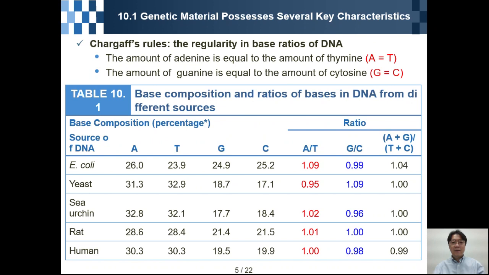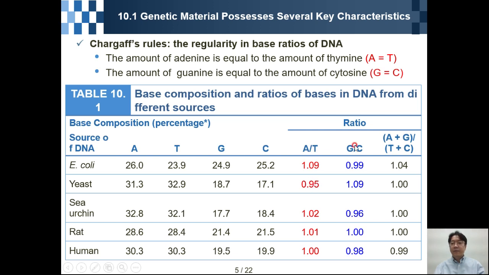In this slide, I will show you Chargaff's rule again. Chargaff's rule shows the regularity in the base ratios of DNA. This is Table 10.1, showing base composition and base ratios in DNA. In yeast, the base composition of adenine is 31.3%, and thymine is 32.9%. However, guanine is 18.7%, and cytosine is 17.1%.